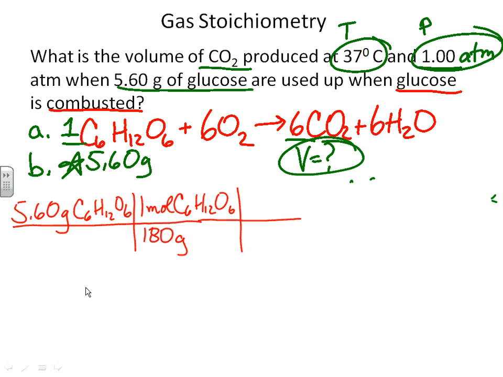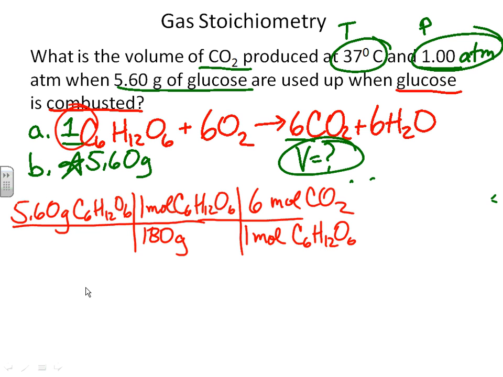Now we have moles of glucose, but we're not interested in glucose. We're interested in carbon dioxide. So now we are going to use the coefficients. For every 1 mole of glucose, we create 6 moles of CO2. And then grams of glucose have canceled, moles of glucose have canceled, and we're left with moles of carbon dioxide. We do that math out. Take time to calculate, and make sure you're getting the same answer that I am. I get 0.187 moles of CO2. We've taken care of the first two parts of this problem by doing this dimensional analysis.